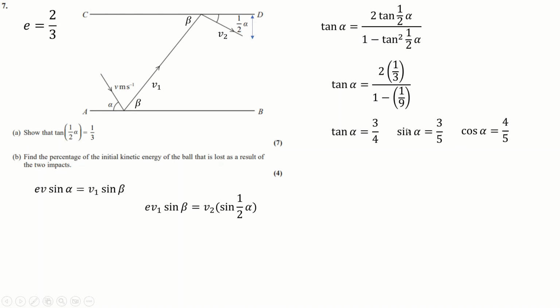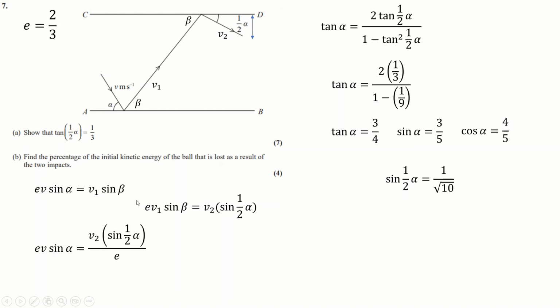Now here, I know that tan of half alpha is 1/3, so we have a triangle with opposite side 1, adjacent 3. Now 3 squared plus 1 squared is 10, so the hypotenuse is root 10. So this makes up a 1, 3, root 10 triangle, and sine of half alpha is going to be 1 over root 10, if we just imagine that triangle. So I can put that value in there. I can't put this value in, I don't think, because I don't have it, but I do have that V1 sine beta is equal to EV sine alpha.